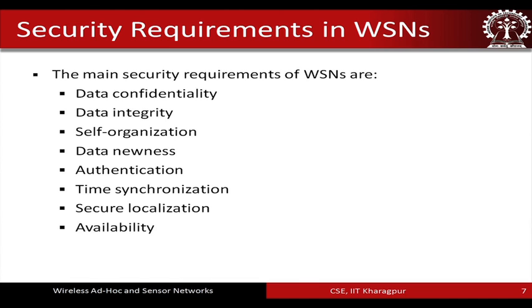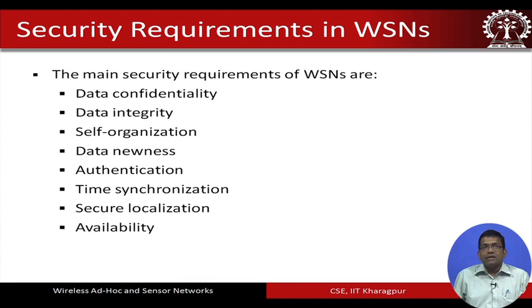Now, I am going to go through some of the security requirements in wireless sensor networks. These are the main requirements: confidentiality, integrity, self-organization, newness of data, authentication, time synchronization, secure localization and availability. Briefly, I am going to touch upon each of these requirements.